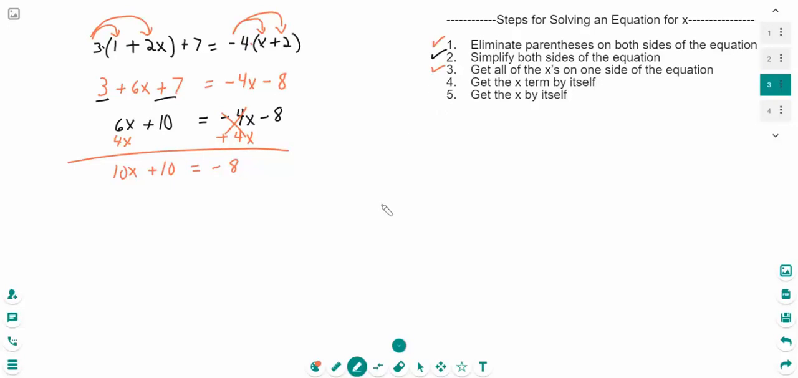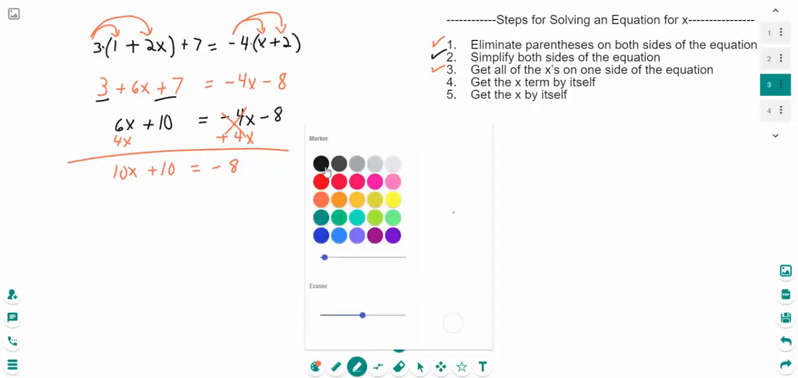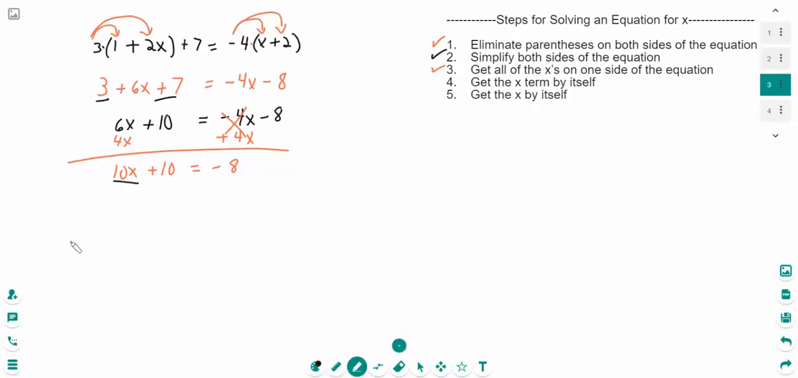Now we have to get the x term by itself. And again, the x term is this guy, the 10x. So to get it by itself, we'll have to subtract 10 on this side, subtract 10 on this side. These will cross out. We end up with a 10x equals negative 8 plus a negative 10. Well, that's going to give me a negative 18, right? That step is done.